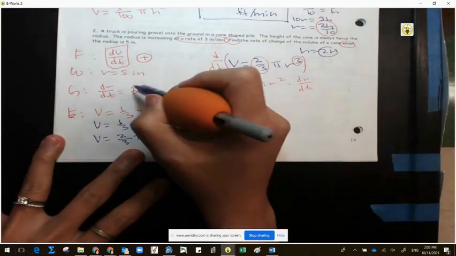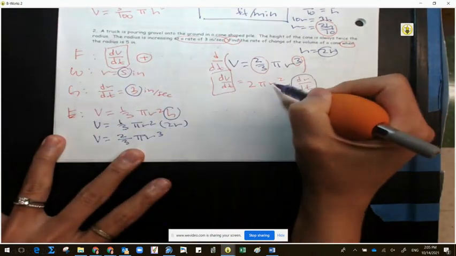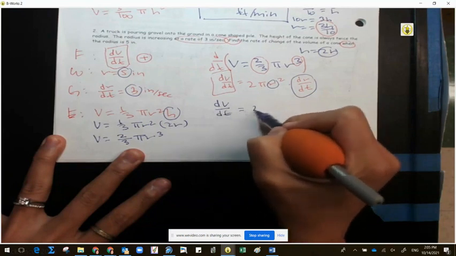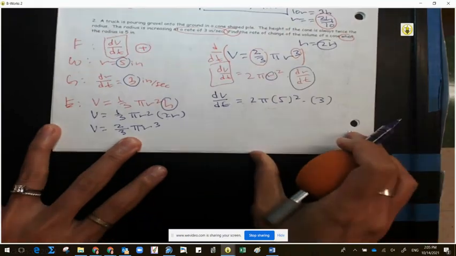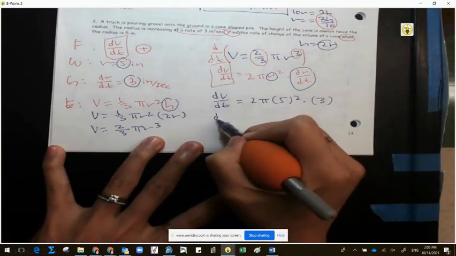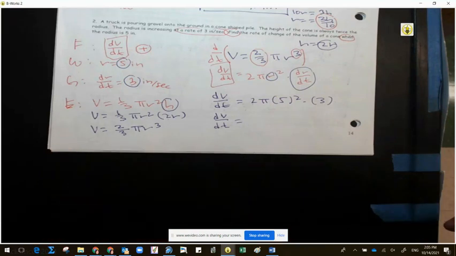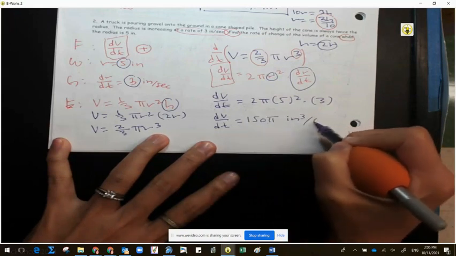Could I plug in the given rate? Yes, I can. Could I also plug in the given radius? Yes, we can. So dv over dt is 2 pi 5 squared times 3. We can do that in our head, right? 25 times 2 times 3? A little bit bigger? 50, what's 50 times 3? 150, and then we have pi, inches cubed per second.